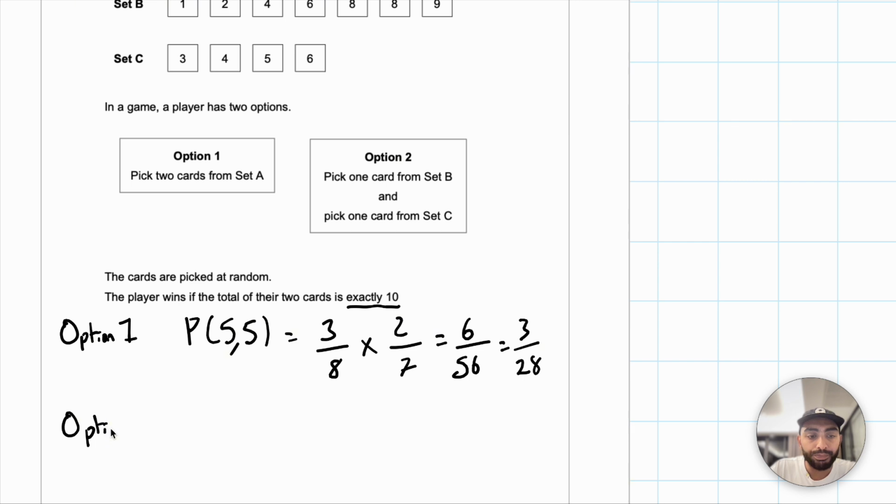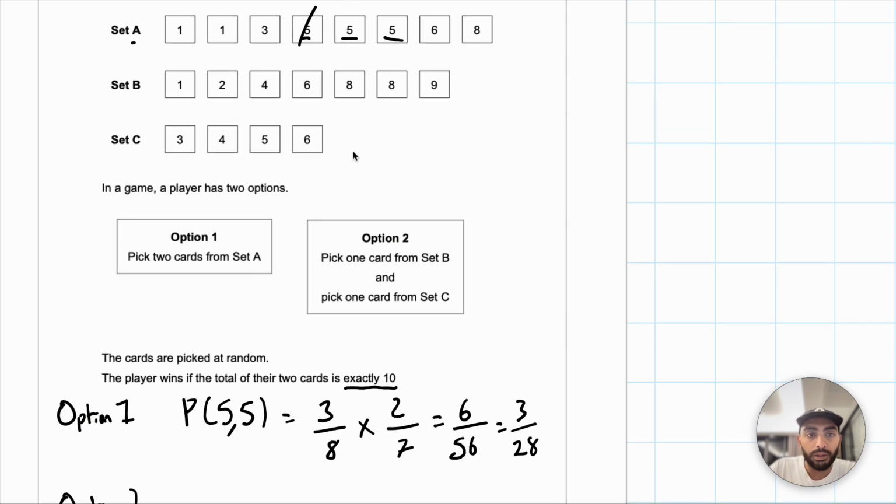Option 2, we pick one card from set B and one card from set C. So 1, there's no 9, 2, there's no 8, 4, there's this 6, 6, there's this 4, 8, there's no 2, 9, there's no 1. So these are two possible combinations we could have. We could have 4 and 6 or 6 and 4. So let's work out the probabilities of both of those.